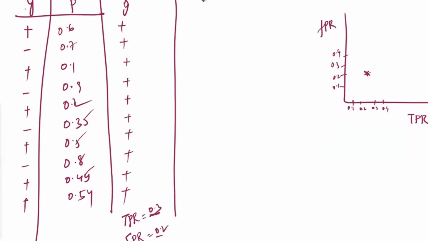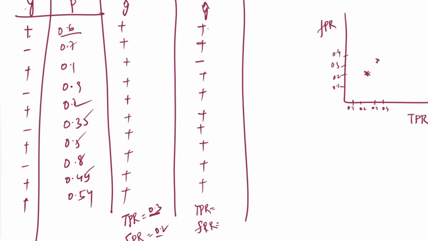Now you go with the threshold of 0.2. Now the predicted values are positive, positive, negative, positive, positive, positive, positive, positive, positive, positive. Now the TPR and FPR change, because this is the actual and this is the predicted value. So according to that, FPR changes and TPR also changes. Whatever values you have got, these two, you make a plot here, one dot. Completed. 0.2 also completed.